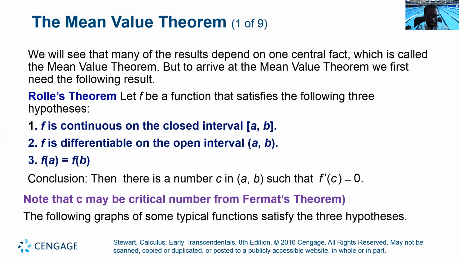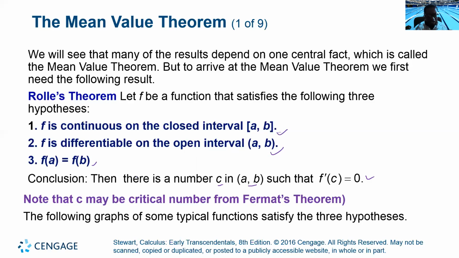Let f be a function that satisfies the following three conditions, or hypotheses. f is continuous on the closed interval, and it is differentiable on the open interval. And the function values at the endpoints are equal. If that is the case, the conclusion is that there is a c in the open interval such that the first derivative evaluated at c is equal to 0.